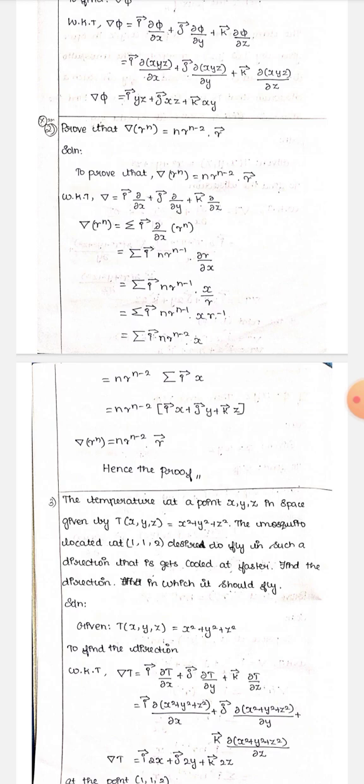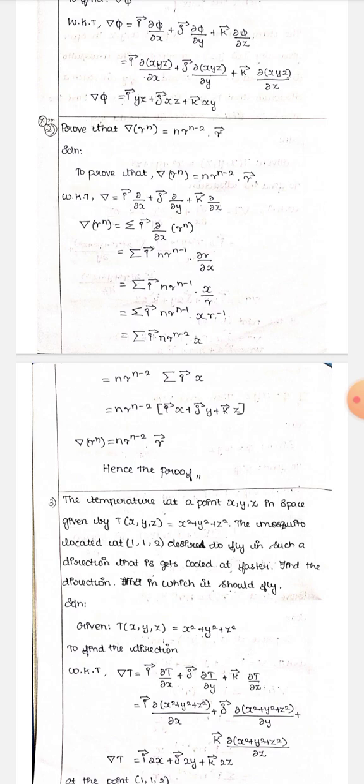So del of r power n has three terms. Simplifying that, summation of i vector into dou by dou x of r power n. Differentiating the first term with respect to x, the r vector has the terms x, y, z, so differentiating with respect to x gives n into r power n minus 1, because the derivative of x power n is n into x power n minus 1.